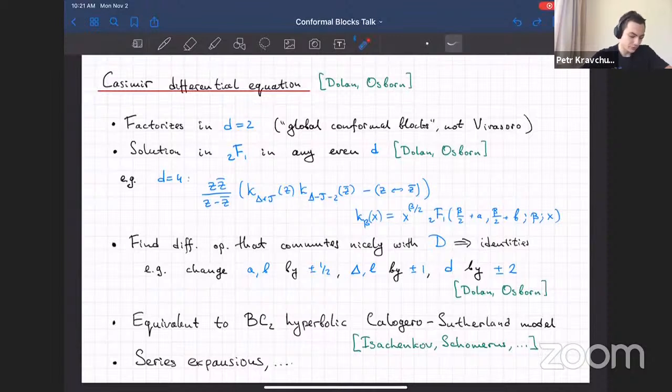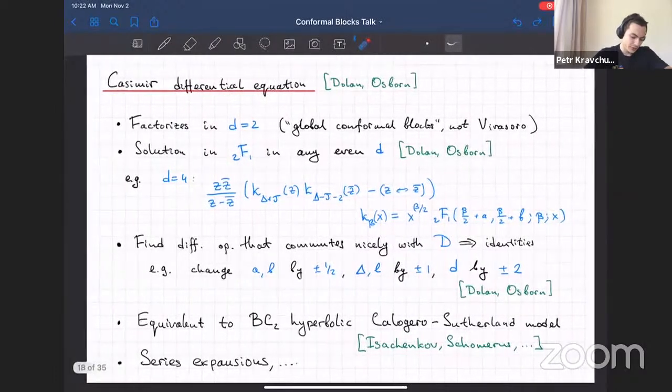And you can also use this differential equation when d equals 3. We don't know how to solve it explicitly, but even for d equals 3, we can use it to produce various series expansions for conformal blocks and many other uses.